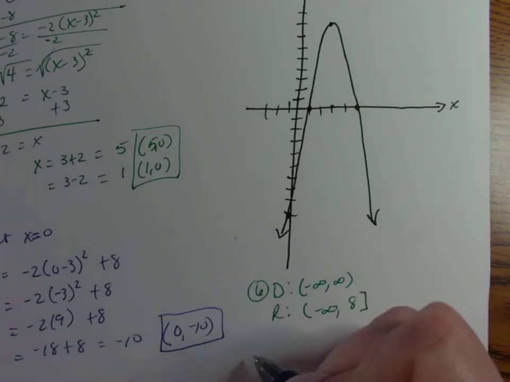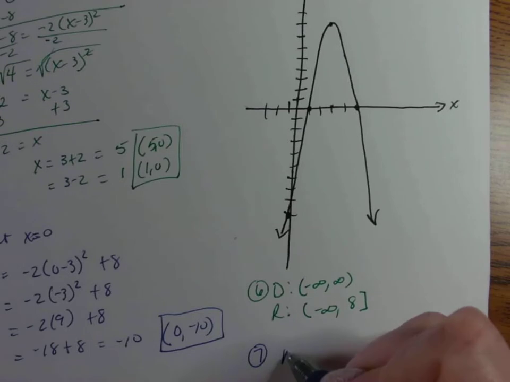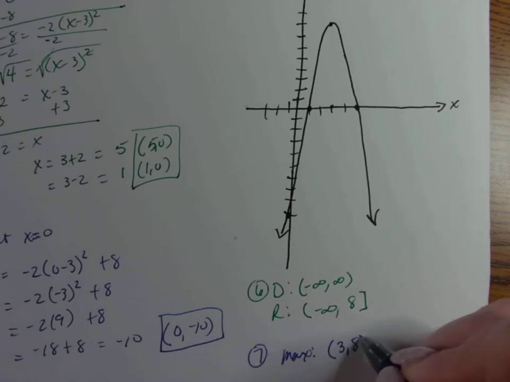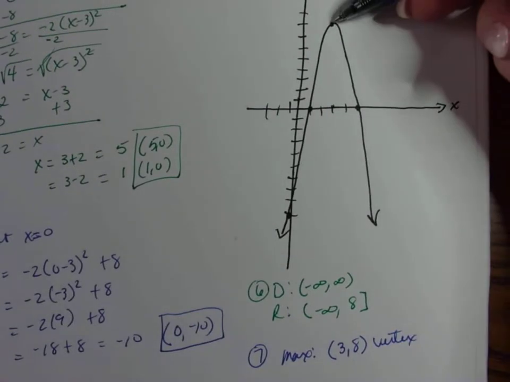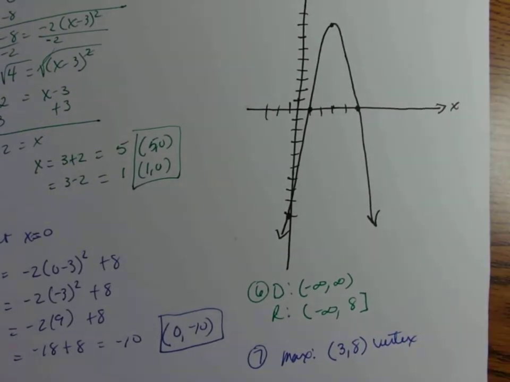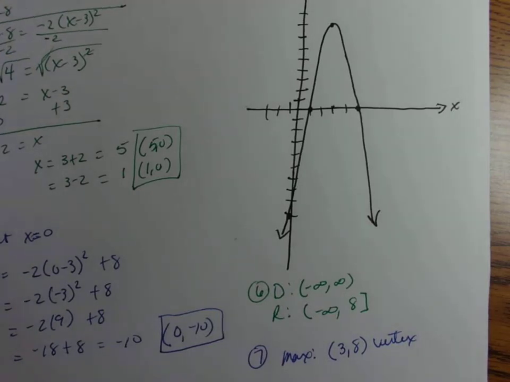And then our last part to understand is going to be the max. And the max will be what the vertex is, because that is our maximum point on our graph. All right, let's go look at another function and let's graph that one.